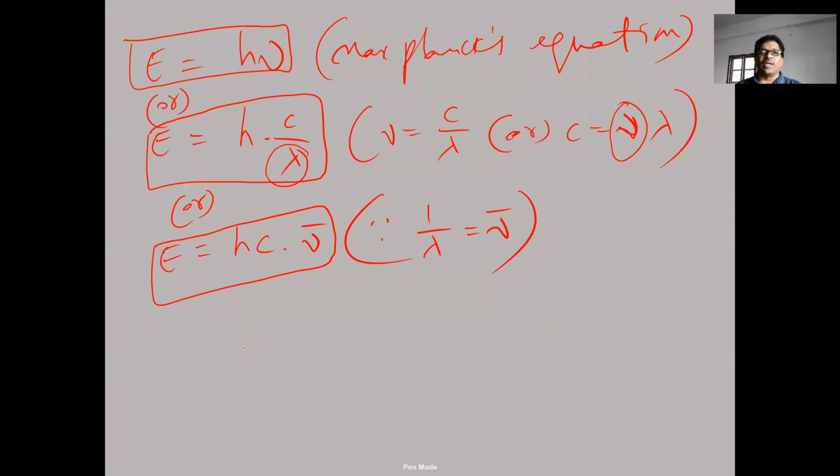Suppose you want to calculate energy when lambda is known, or when you want to calculate frequency, we can use E is equal to h nu. Or E is equal to hc by lambda. So when lambda is calculated, we can calculate energy. Like this we have to use the formula of Planck's equation, different forms of Planck's equation. Is that concept clear?